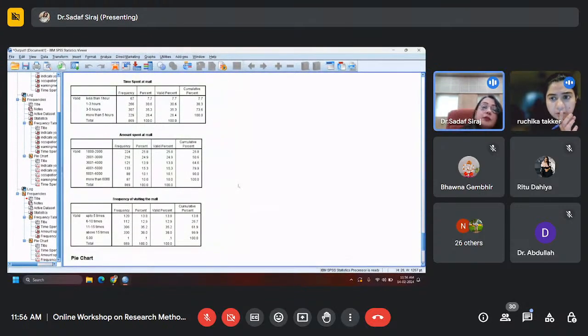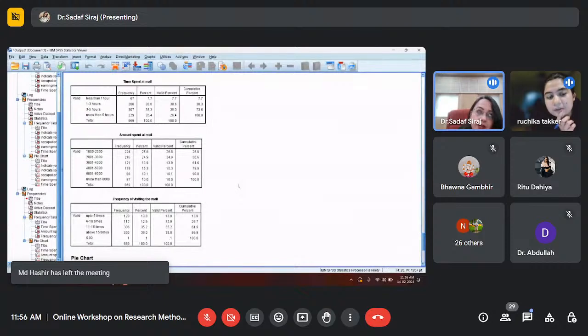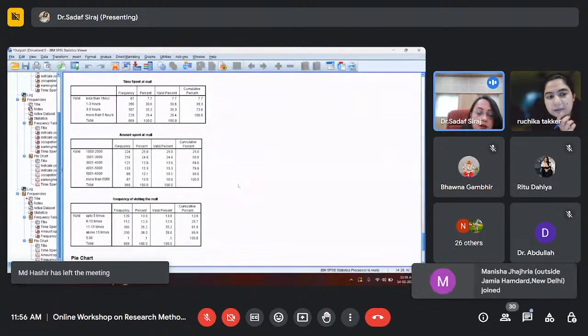Acha, Ruchika, just one thing. Whenever we are having frequencies and percentages, beta, it is better to provide your findings in percentages, because frequency becomes difficult to understand. 67 out of 869, woh kitna hua? It's better if I'm able to provide my response in terms of percentage.